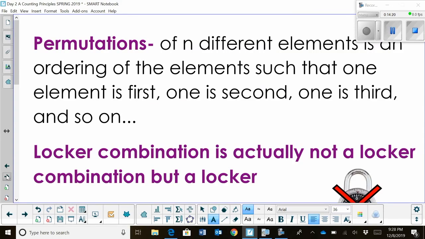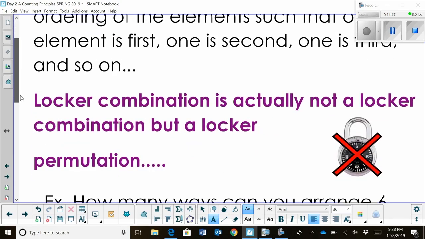Now let's look at permutations. Okay, a permutation is a similar situation. It's the number of different ways of ordering elements such that one element is first and one is second and one is third and so on. So it's similar to placing the cars up there as we did in the counting principle, but each one has a specific position. So really you could look at the car placement almost as a permutation.